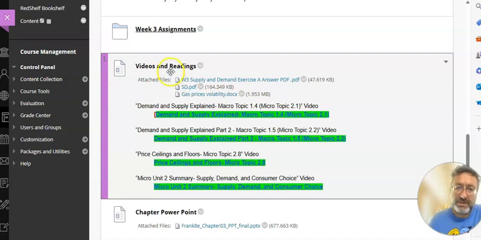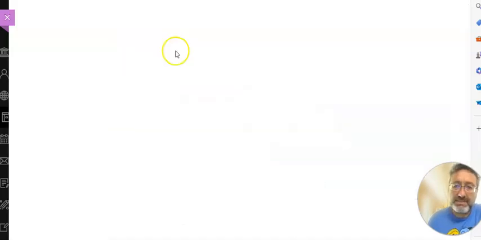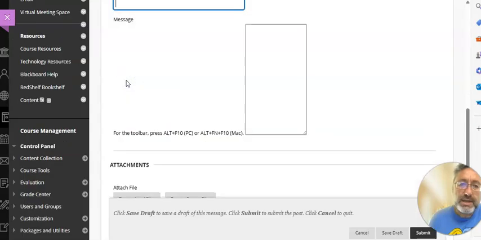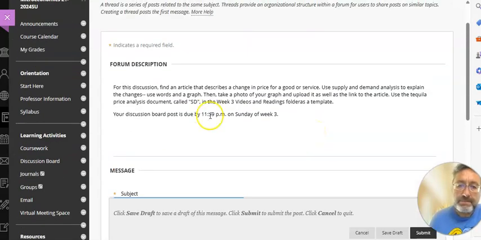It's a PDF. When you go to assignments and you go to supply demand, the discussion board, you find the prompt says to use the document called SD in the videos and readings. So that's your template. There is also a lot of material in the book. The book has devoted a lot of time to supply demand analysis.